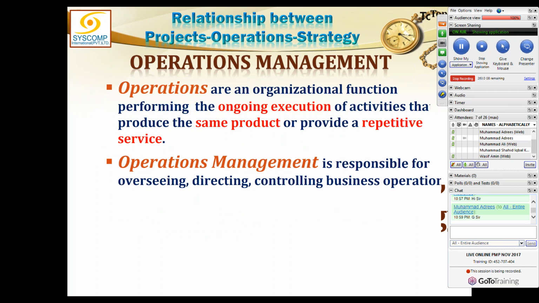So operations, as we have been talking before, are the lifeblood of the organization. Rather, I would say this is the oxygen on which the organization is running. If you cease the operations of an organization, that organization cannot live any further. So without operations, an organization cannot function. This is the organizational function, and it performs the ongoing execution of activities that produce the same product or provide a repetitive service. Meaning what?